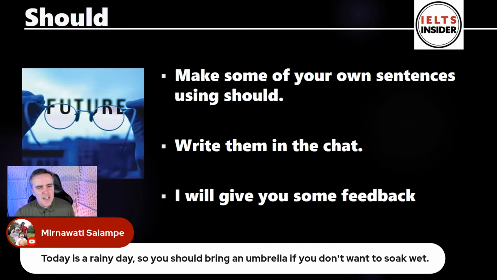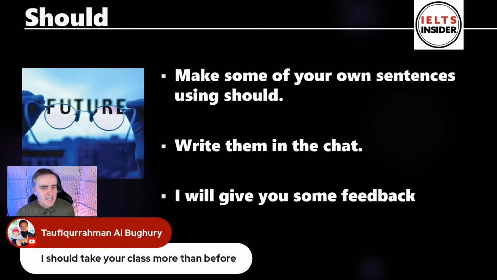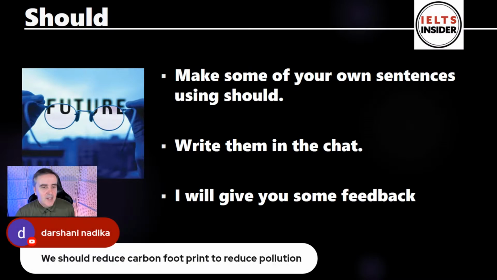So again, this is kind of about the advice side, we're kind of thinking more about the time. I should take your class more than before. Okay. So again, we're going down this road. We're not really using it to talk about the future. We're talking about the advice, but again, it is related to the future. So these sentences are good.